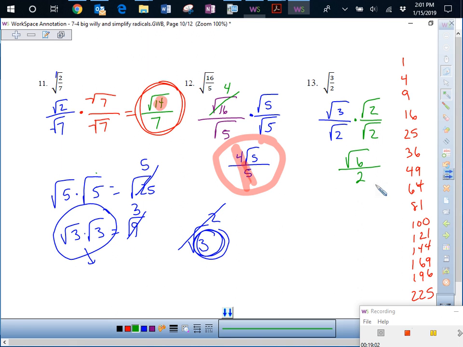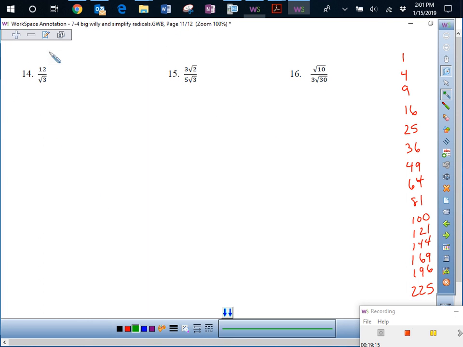And then nothing else cleans up. No fractions under here, no radicals down here. 1/2 doesn't simplify, and the square root of 6 doesn't simplify. So, done. Here, problem, radical in the denominator. Get rid of him. Why don't you pause the video and multiply by radical 3 over radical 3. And upstairs, you should have got 12 square roots of 3.